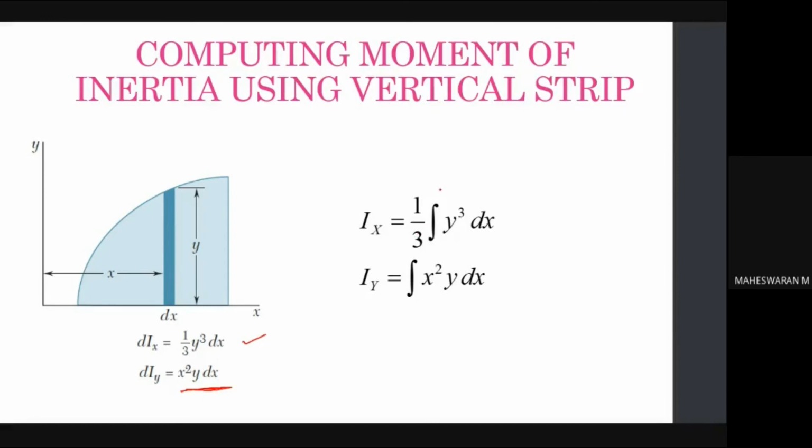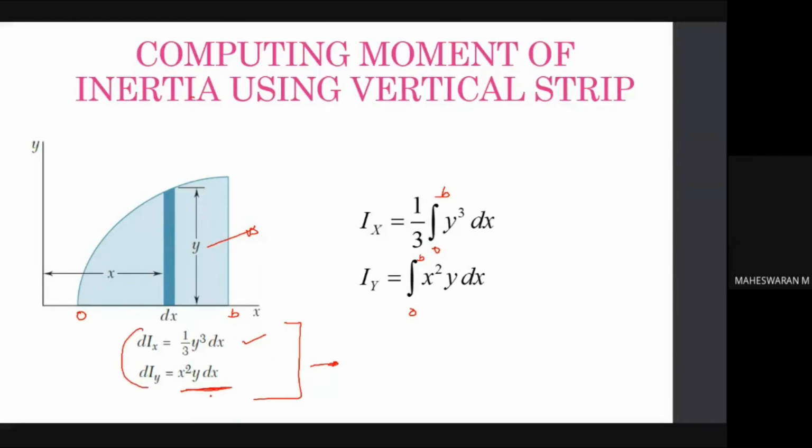Ix will be equal to 1/3 of integral y cube dx. My limit is from whatever the location, so from 0 to whatever it is. If it is b, it will be 0 to b, right? I feel this is very convenient to solve any type of problem. When you change the strip, there will be a possibility of finding y and x again and again. So what is the relation with respect to the curve, right? To avoid that, we use this. So this is the formula related to that.